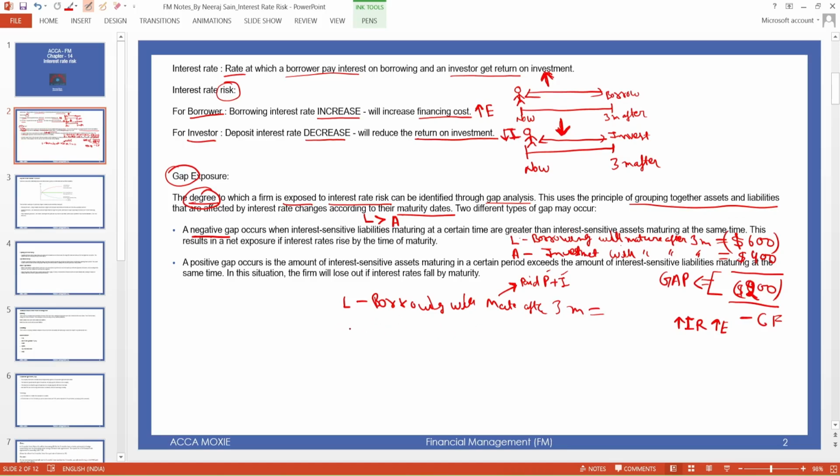Okay, but on the other side we have assets, which means we have investment that will mature after 3 months, which means we will receive the full principal, whatever we invested. For example, we invested 100, so by the time of 3 months we will already receive our 100 plus 10 as interest. So right now the borrowing is less. I can say the borrowing is 300, and this is 700.